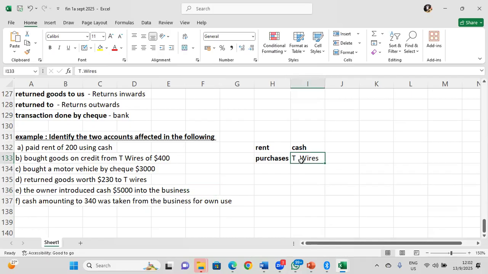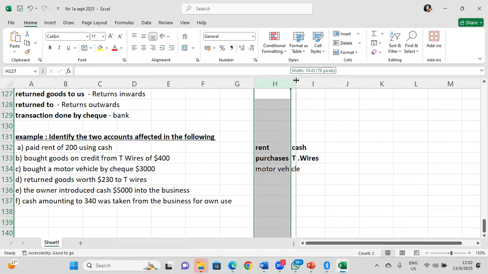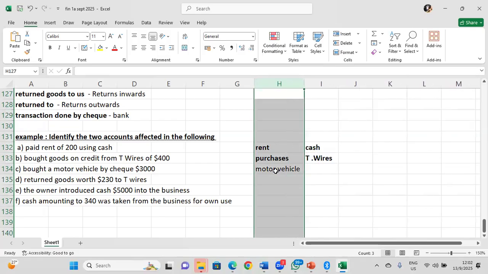So we have TYS account. Then we come to the C part. Bought a motor vehicle by check. So if they've stated what is it that we bought, then that's the first account. Like, we paid rent, so the account is rent. We bought a motor vehicle. So in this case, the account is motor vehicle. If it's clear what we bought, the account is the asset we bought.